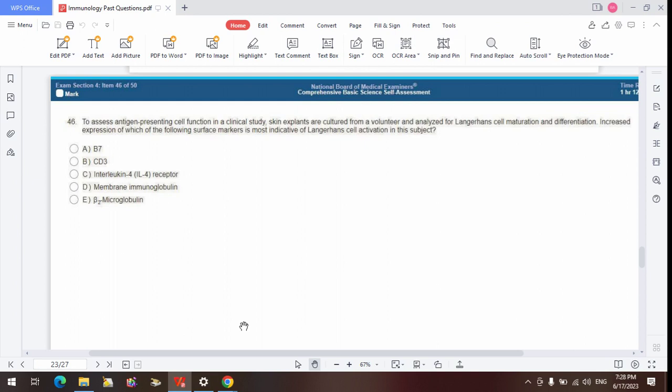Okay. I'm just trying to figure this out. Yeah. So, of course, Langerhans cell is an antigen presenting cell, an APC. A marker that shows maturation.